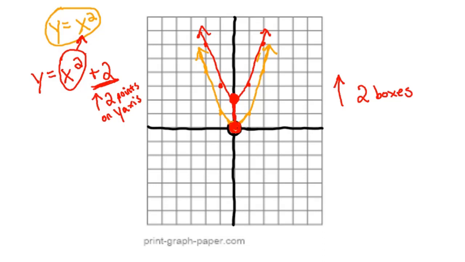And why was it moved up 2 boxes? Because we added this +2 at the end of the x squared. So y equals x squared plus 2 is the same thing as y equals x squared, except it's raised up 2 boxes.